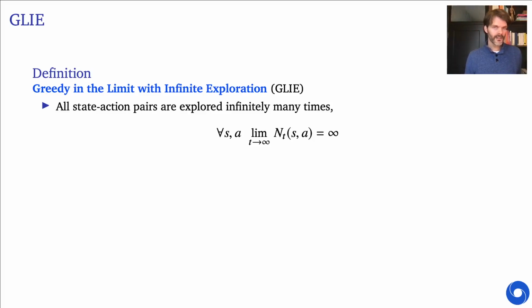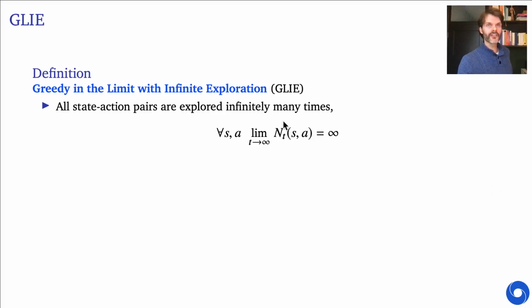So what does that mean? Well, greedy in the limit means that eventually you will become fully greedy. And this is important to actually converge to the optimal policy. Eventually you should just always pick the right action. And you shouldn't have this epsilon probability of picking a wrong action indefinitely. So what we want essentially is that eventually you should become fully greedy, but you should also explore infinitely often. So what does the second thing mean?